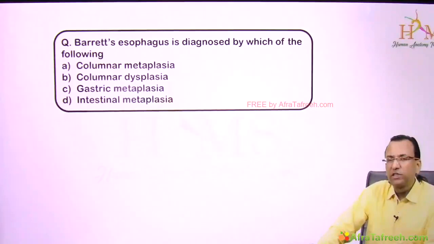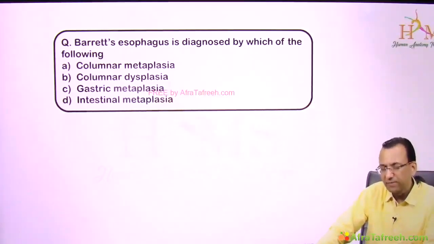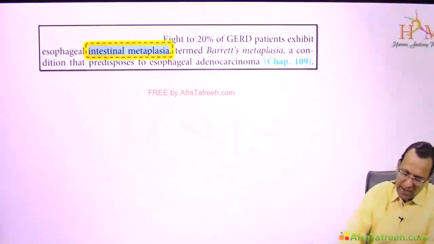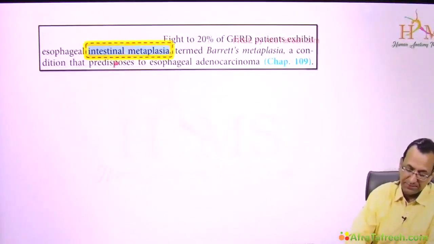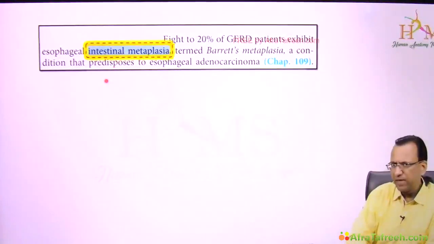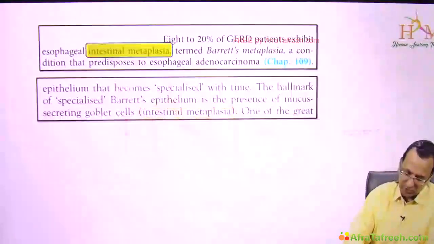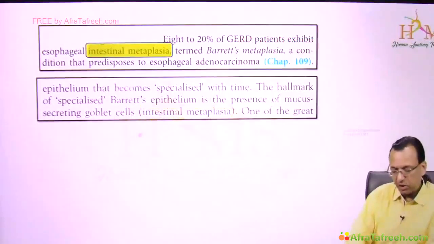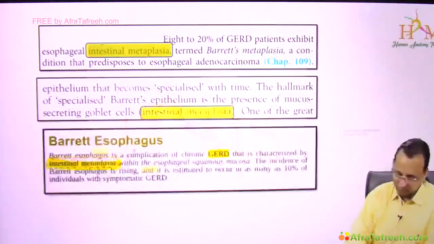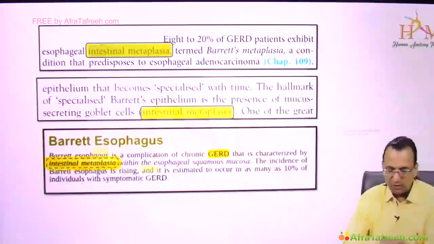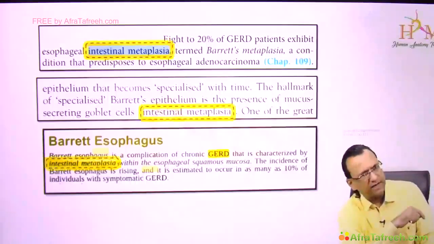It's a controversial question, actually. Anyway, what is the answer? If you read Harrison Medicine, it will say it is intestinal metaplasia. And what if you read Bailey Love surgery? It is intestinal metaplasia. And what if it is Pathology Robbins? It is intestinal metaplasia. You mean to say all the 3 books are telling intestinal metaplasia?